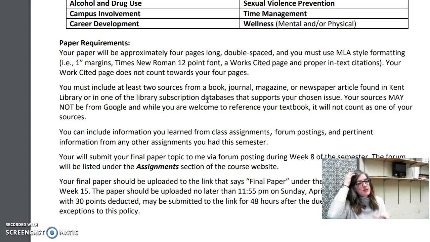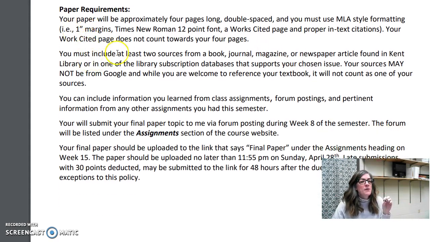So your paper needs to be about 4 pages long. And we're looking at double-spaced. You must use MLA style formatting. We are going to talk more about MLA throughout the semester. So if you're hearing that for the first time and you're like, I have no idea what that is, don't worry. We'll start talking about that, I think, around week 3 or week 4, maybe, of the semester. I can't remember for sure, but we'll start talking about that. But just as an example, your paper needs to have 1-inch margins. You're going to want to use Times New Roman 12-point font. You are going to have a works cited page.